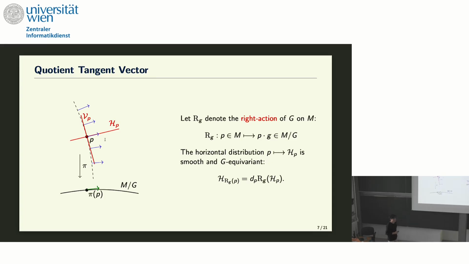Okay. So if I have a right action of my Lie group on my manifold, my horizontal distribution is smooth, and it is also equivariant. Okay, so if I want to go from here to here, I simply let the group act on the fibers.